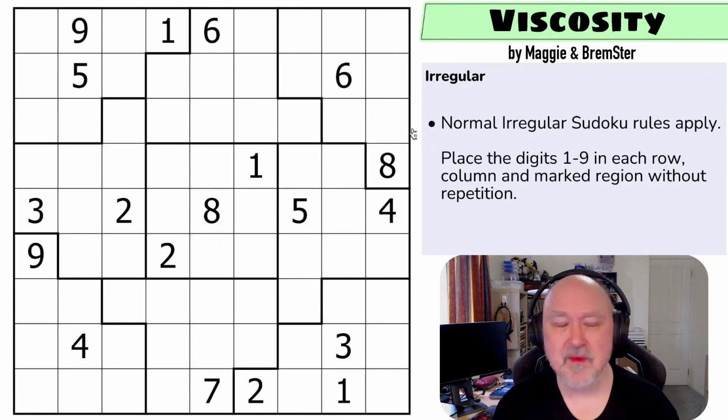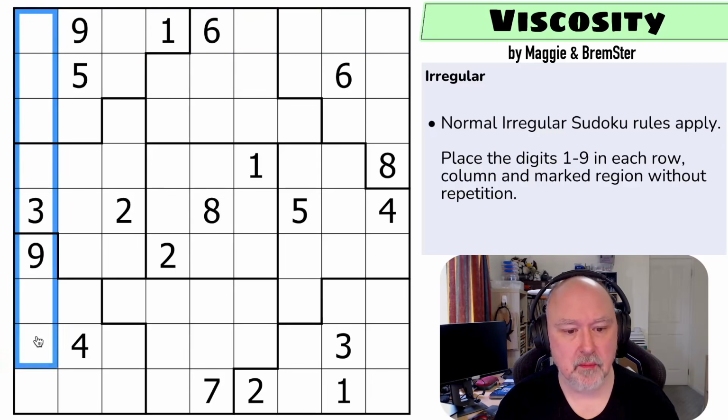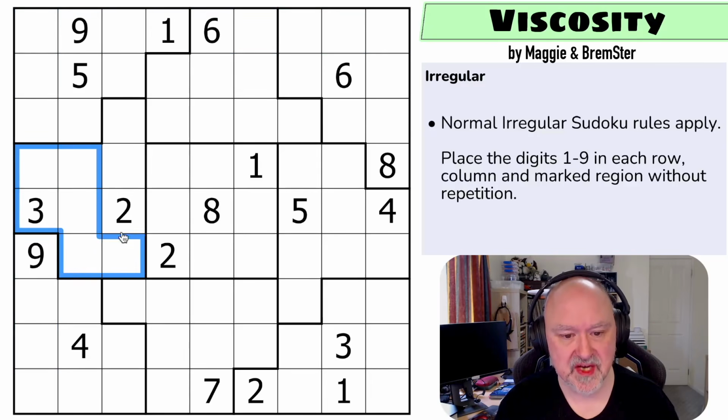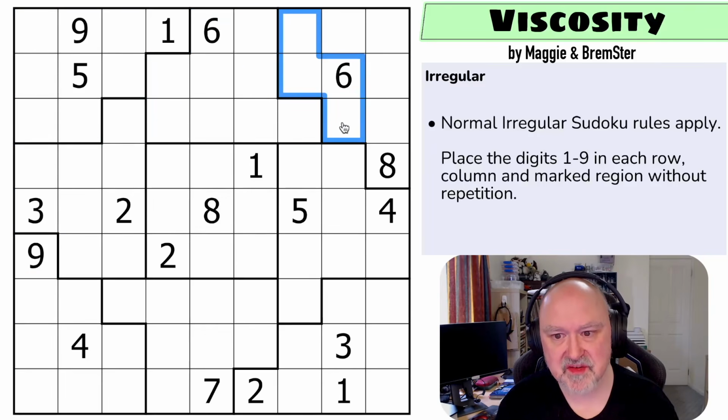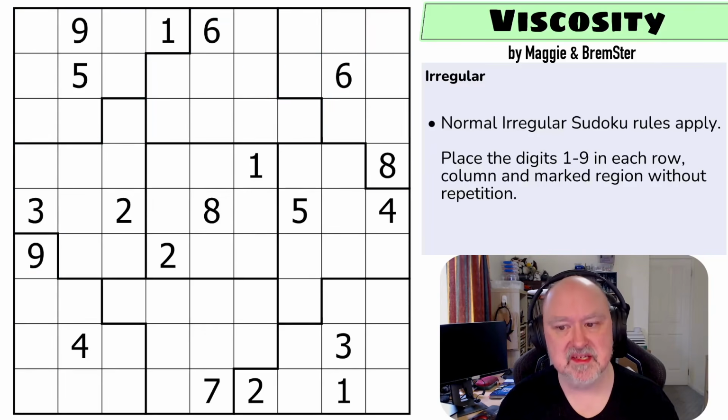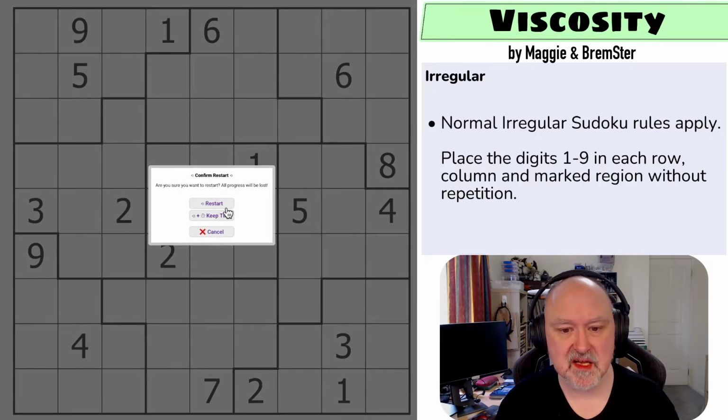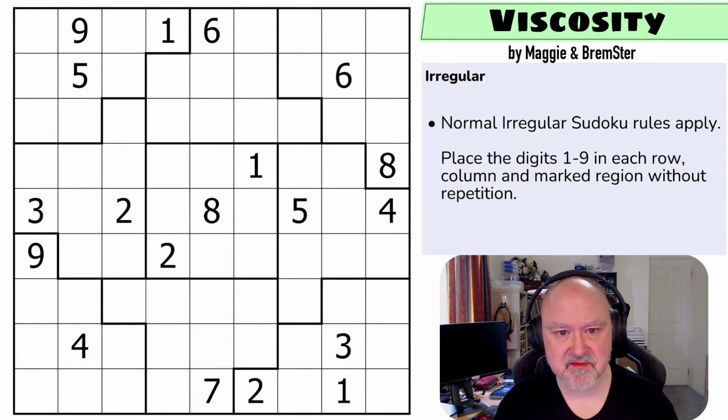Let's have a look. We've got normal irregular Sudoku rules apply. So we have to place the digits 1 to 9 into each row, into each column, and each one of these irregular shaped regions. So instead of the normal 3x3 boxes, these outlined regions are different shapes, and each of the different shaped regions must contain the digits 1 to 9 without repeats. That's it. I'm going to restart the puzzle to restart my timer. Let's give this a shot.